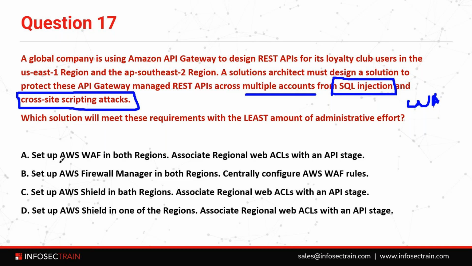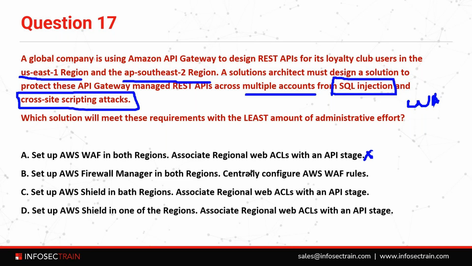The first option is to set up AWS WAF in both regions. So if you want to protect the resources in both regions, create the WAF, because WAF is the one which protects from SQL injection and cross-site scripting attacks. But the problem here is that this will require manual duplication and managing the rules in each region. That will increase the cost, so I would say it is not a good option.